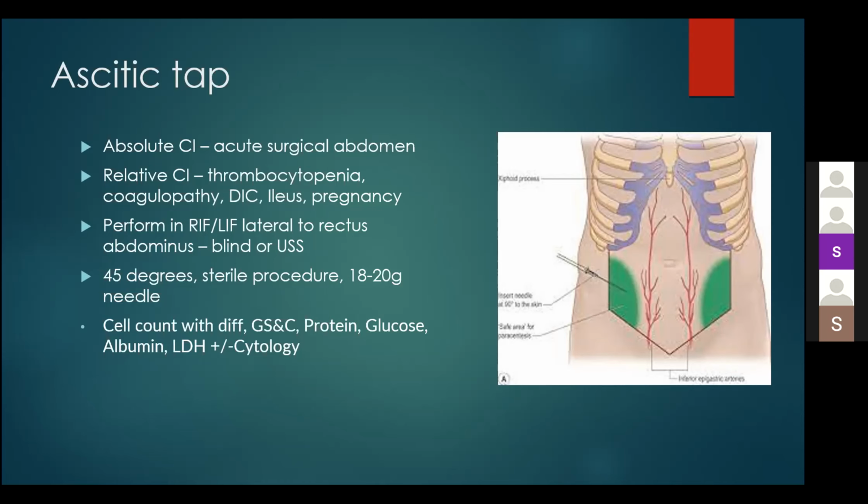Easiest places to go are the right iliac fossa and left iliac fossa. It's typically done blind, but you can use ultrasound as well. Patient sat at 45 degrees, the area is sterilized, and it literally is just poking a needle in and sucking out some ascitic fluid and then putting a dressing on at the end.